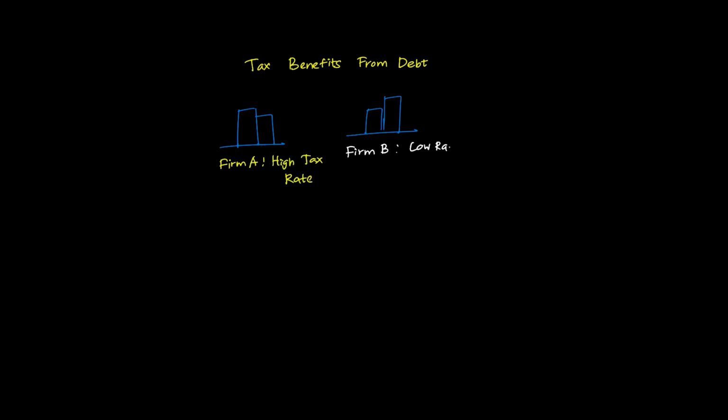This scenario reveals an important insight about tax benefits and debt financing. Two firms are identical in almost every way. They have the same capital structure, the same mix of debt and equity. They're investing in identical projects. They're even paying the same interest rate on their debt. The only difference is their location, which determines their corporate tax rate.